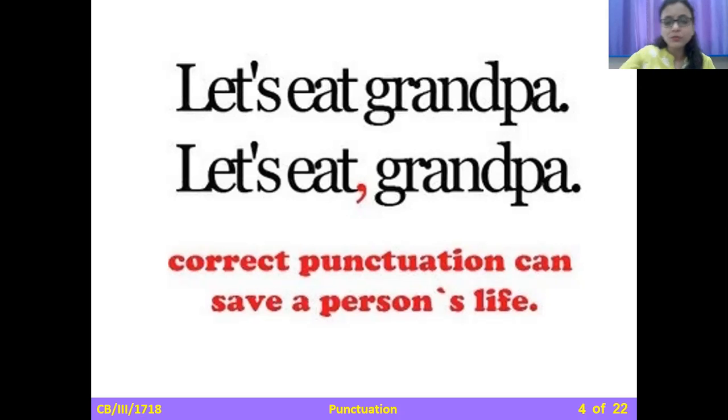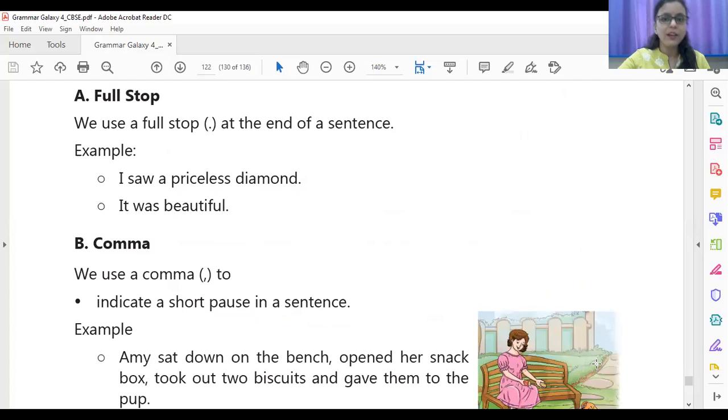Okay, so as I told you, in today's class, we are going to learn about 4 punctuations. Which are those? Full stop, comma, question mark, and exclamation. Let us begin understanding these 4 punctuation marks. Here, this is your textbook. So, here comes the full stop.